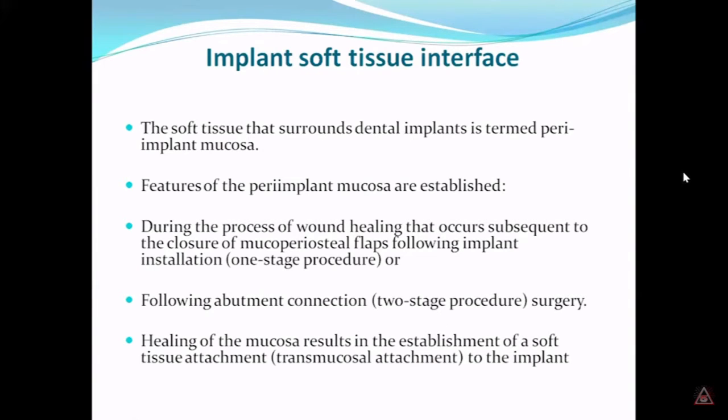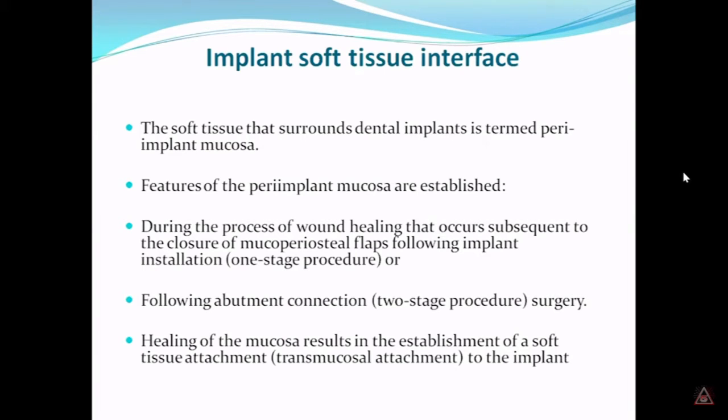So we're talking about the implant soft tissue interface. You have implant and soft tissue, implant and hard tissue. Implant and soft tissue means gingiva, but the soft tissue, we don't call gingiva in case of a dental implant. The soft tissue that surrounds a dental implant is termed peri-implant mucosa. So now the gingiva is replaced by the term peri-implant mucosa.